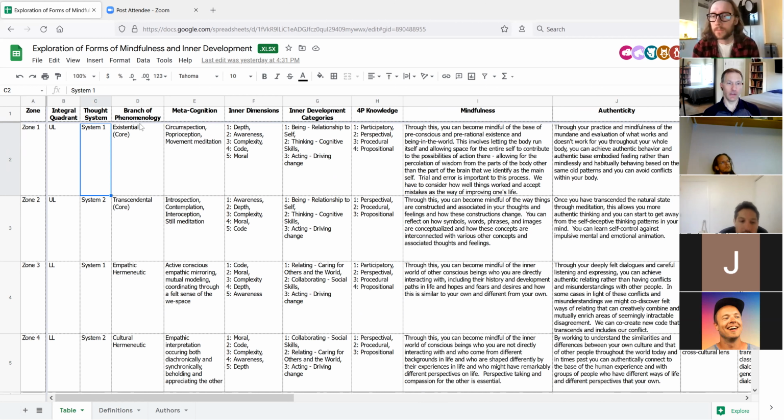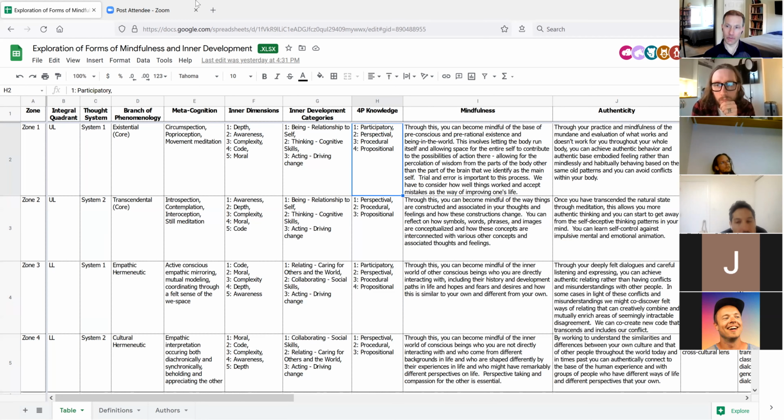So the real key to this is not only the integral quadrant, but then the system 1 and system 2 thinking, and also which of the 4 P's of knowing is primary. I'm in agreement that the ground of being, or the ground of knowing, is participatory. But when we have ecologies of practice based on honing system 2 thought, those don't really get as deep as participatory. They start with honing your perspectival and system 2 thought. So that's why I have this differentiated here.